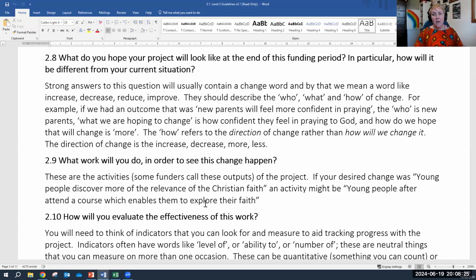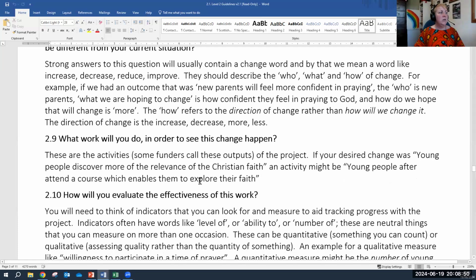Now, I think that actually there's going to be lots and lots of things that you can write down here, because so often we do many, many more things than we think we do. We're having open conversations, we're asking questions, we're looking at the Bible, and on and on it goes. What is the work you will do in order to see this change happen?